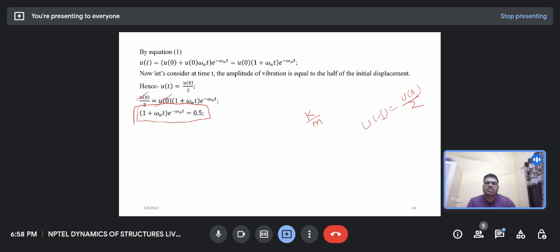Are you able to find the value of t? Sir, can you show how that is solved? What is your omega n? Omega n is 2. So in the calculator you can put the equation. You know how to solve the equation in the calculator? Yes, sir.